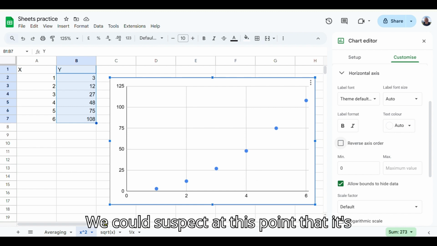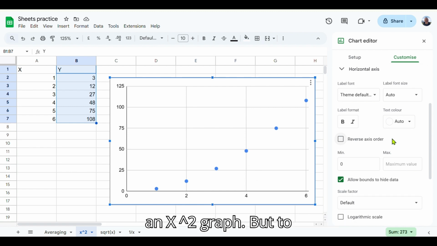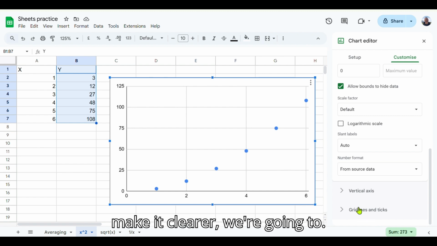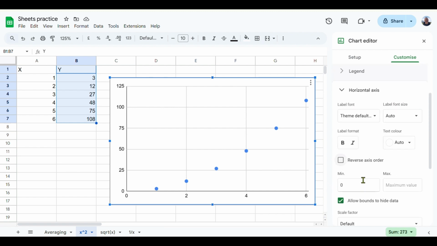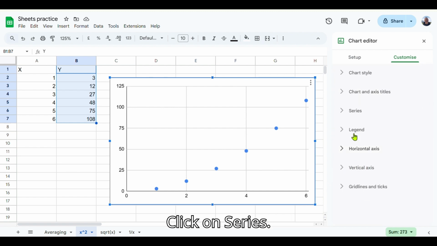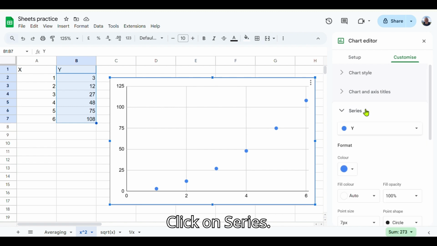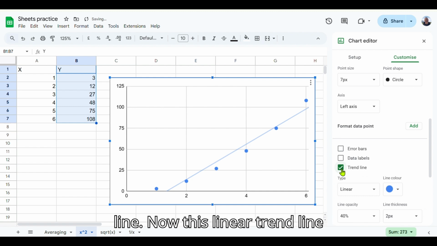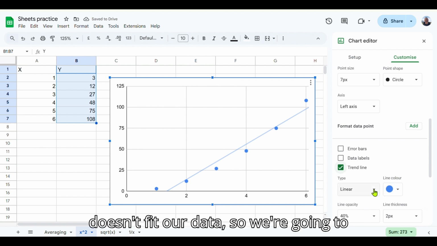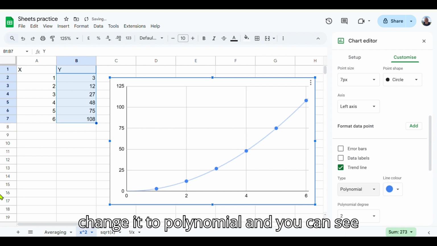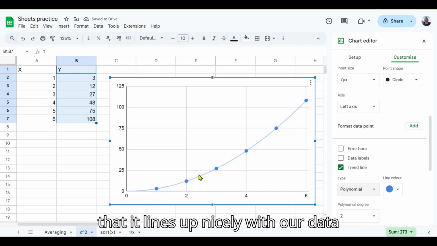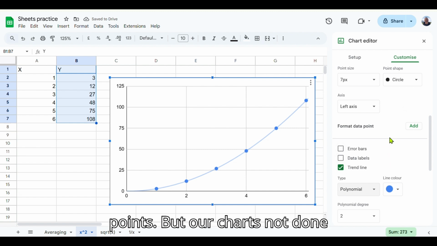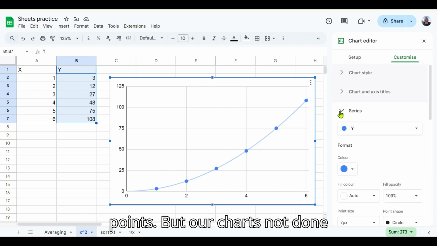We could suspect at this point that it's an x squared graph, but to make it clearer, we're going to click on series and scroll down to where we see trend line. Now this linear trend line doesn't fit our data, so we're going to change it to polynomial, and you can see that it lines up nicely with our data points. But our chart's not done yet.